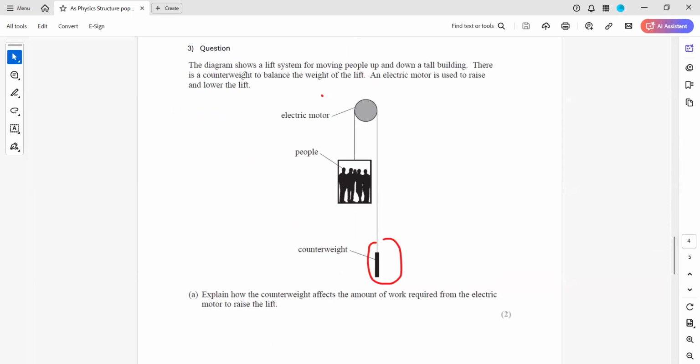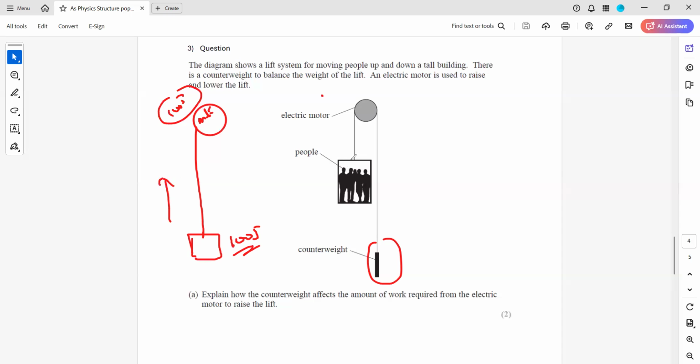Let's say there was a system without the counterweight. A motor was there at the top, and we have a lift. For example, 100 joules of energy is needed to lift, to move this upward. So how much energy does the motor have to use? Practically, it will be more than 100 joules, because some of the energy will be lost. But let's say the motor at least needs 100 joules to lift this up.